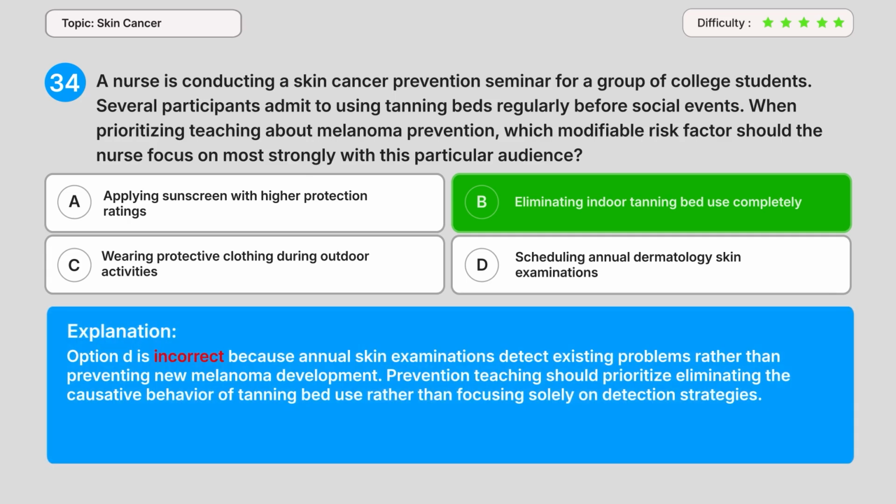Option D is incorrect because annual skin examinations detect existing problems rather than preventing new melanoma development. Prevention teaching should prioritise eliminating the causative behaviour of tanning bed use rather than focusing solely on detection strategies.